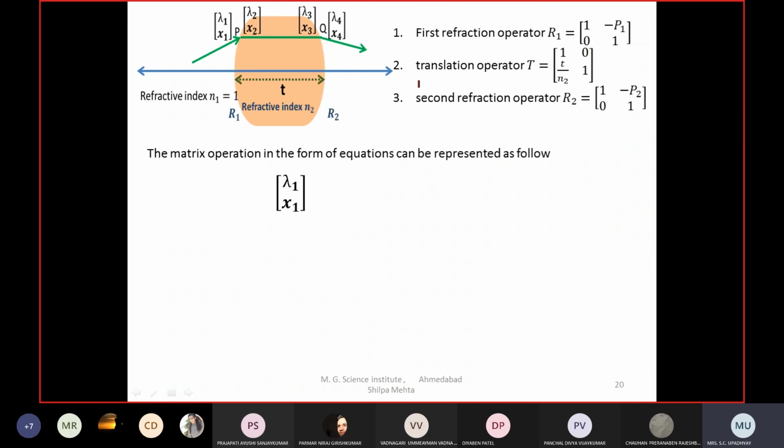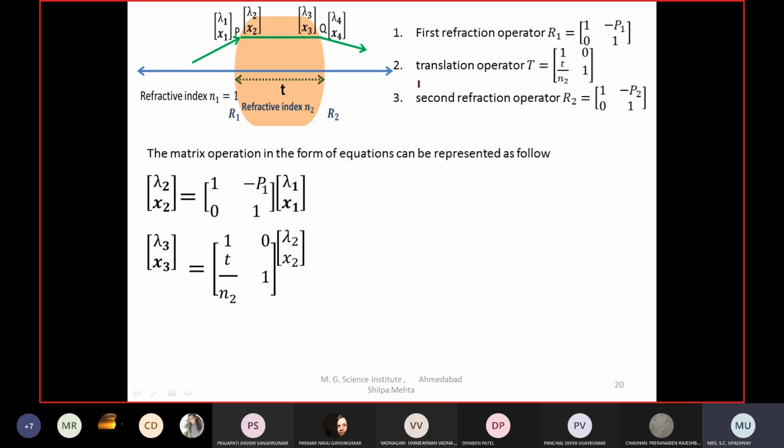And now we can write down all this operation in equation form. So initial coordinates are lambda 1 x1. On it 1 minus p1 0 and 1 operated and we get lambda 2 x2. On lambda 2 x2 there is another translation operator 1 0 t upon n2 and 1 operated and we get lambda 3 x3. On lambda 3 x3 there is 1 minus p2 0 and 1 operated and we get lambda 4 x4.